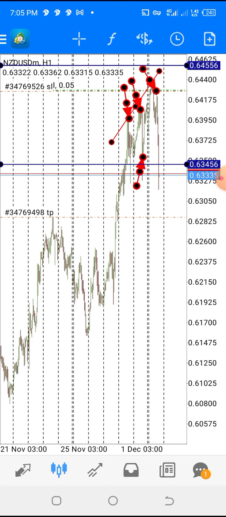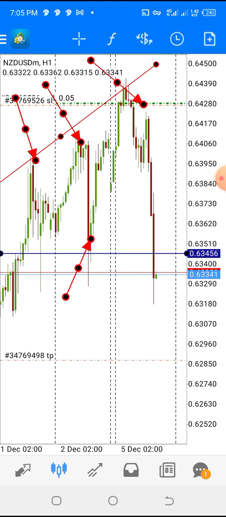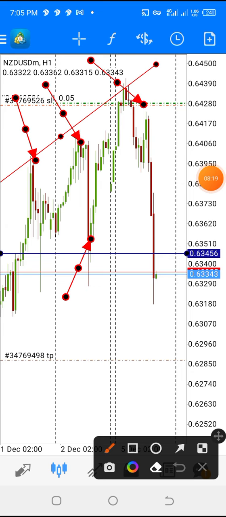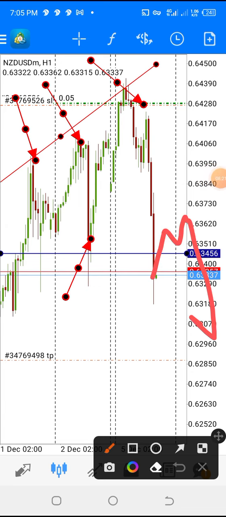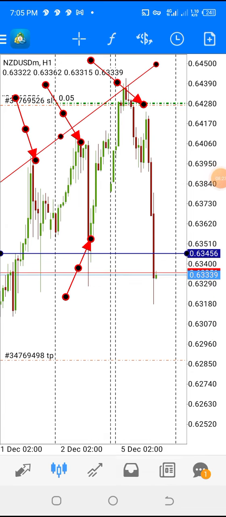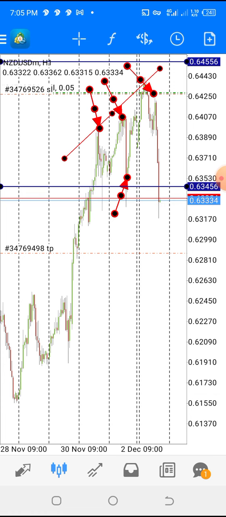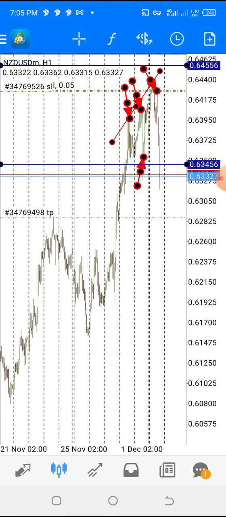Price might make a simple correction. That's why I have to close some of my trades, because there might be a simple correction in the market, something like that, then boom, falls down. You understand that? Because the price does not move straight. You get that?